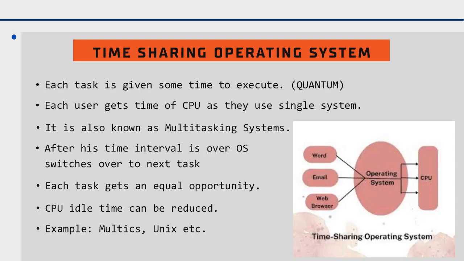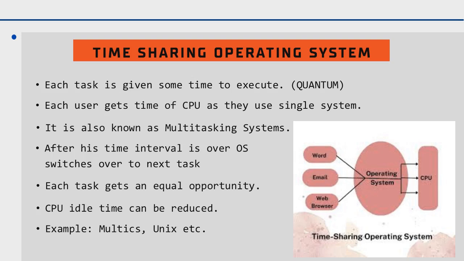Now let's look at the time sharing operating system. In this system, each task is given a small time slot to run. This time slot is called a time quantum. Many users can use the same computer at the same time. Each user gets a turn to the CPU for a short period. That's why this system is also known as a multitasking system.